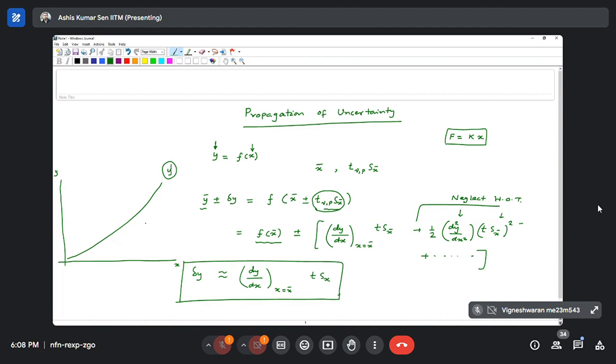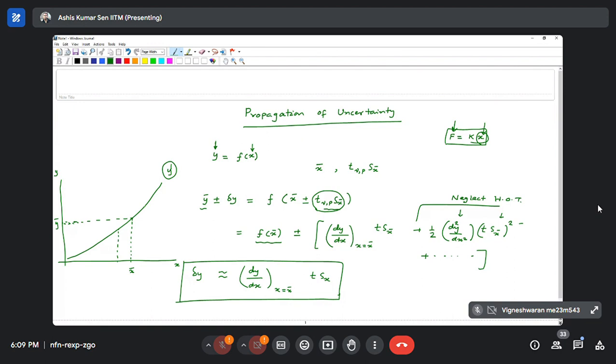Now, for a mean value of x bar, right? For example, you are measuring displacement and predicting force, and you take 10 measurements of displacement, you will have a mean, and corresponding to that mean value of displacement, if you know the spring stiffness constant, you will have a corresponding value of y mean, right? But then your measurement can have random errors.